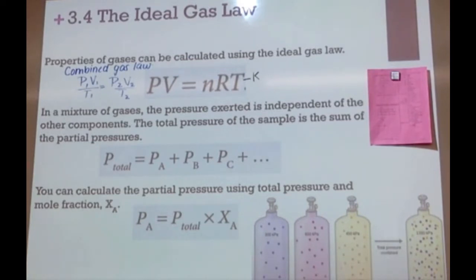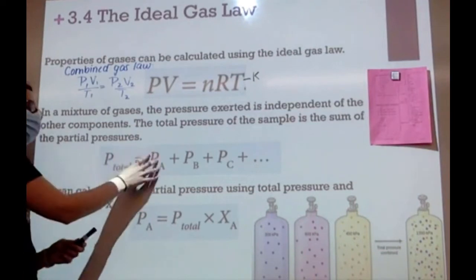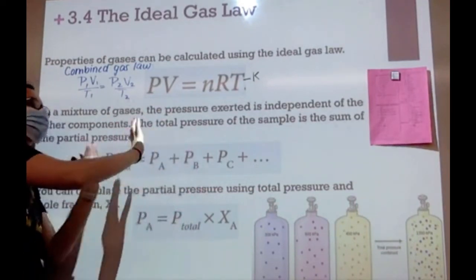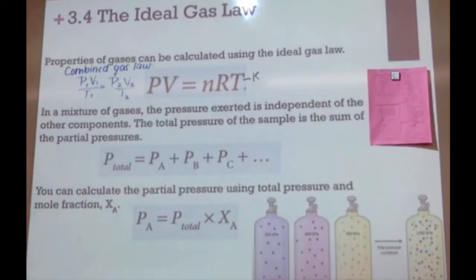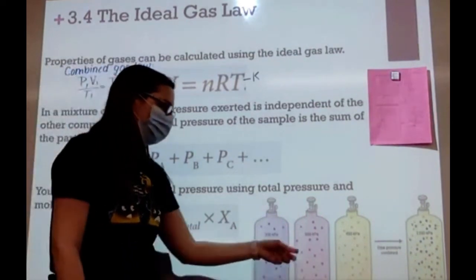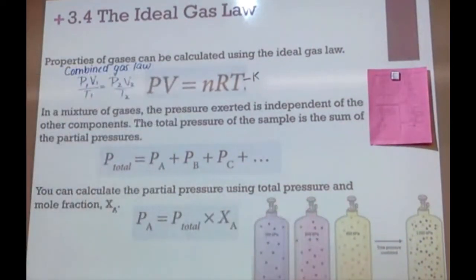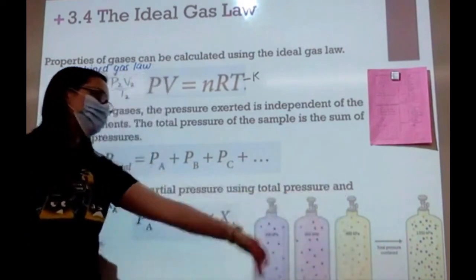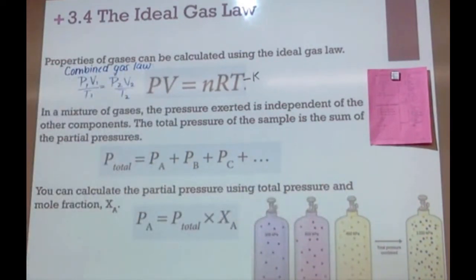If we have a mixture of gases, the pressure is independent. So the pressure of gas A doesn't depend on the pressure of gas B or gas C. But if we want to find the total pressure, we can add them all up. If we put 3 different gases into one container, assuming that we're not changing the volume, we just add the pressures up. Now, if you change the volume, that becomes a combined gas law question.